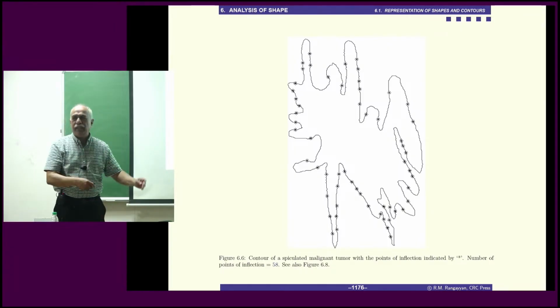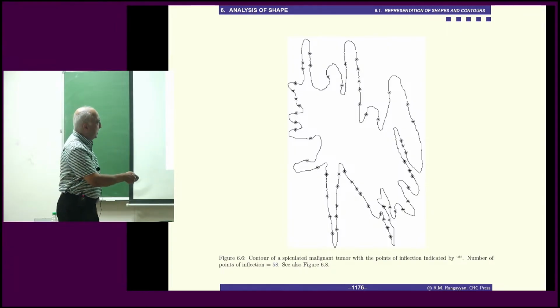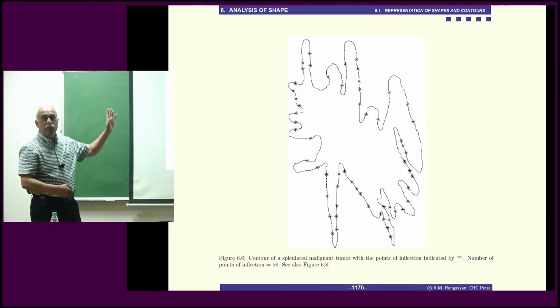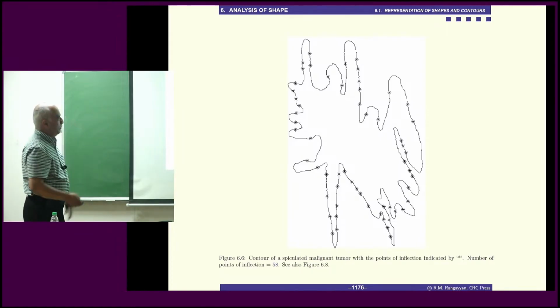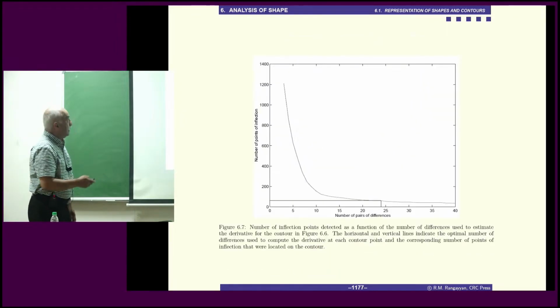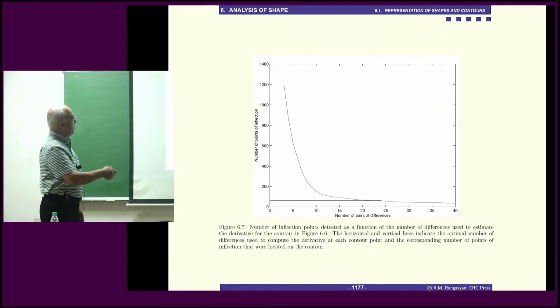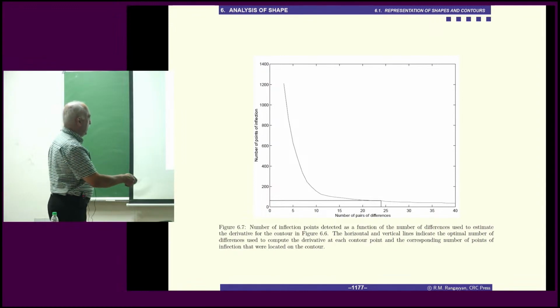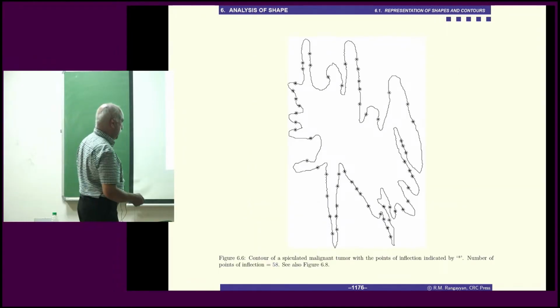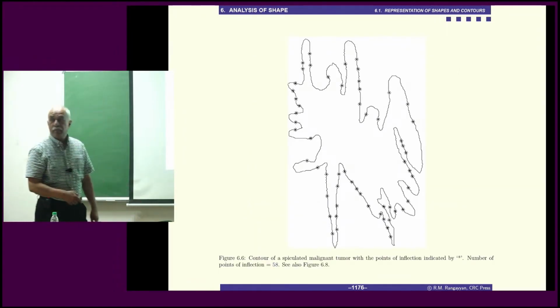If you do more smoothing, it is possible to get rid of these excess points, but you may lose some real points of inflection by excessive smoothing. So we kept this. Beyond a certain amount of filtering, the number of points of inflection remained the same. If you don't filter, we were getting 1,000 points. With filtering, it reduced to 58 points. The contour has a few thousand points.